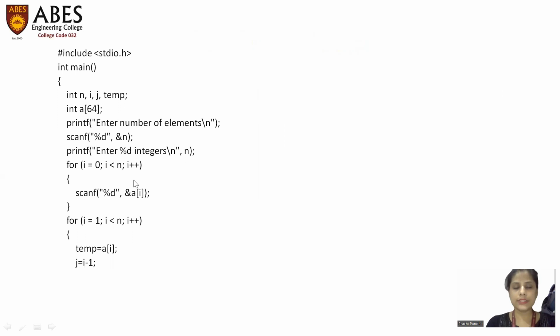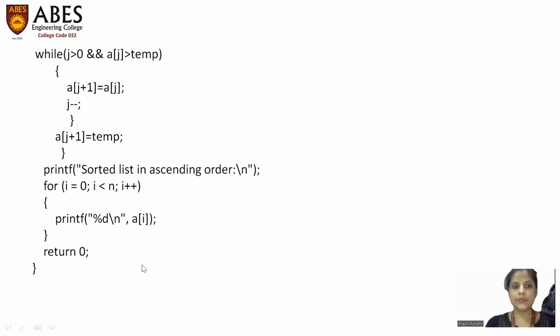This is the general procedure of taking input of the elements, so input of the elements takes place. Now here you can see from 1 to n, temporary contains a[i]. Here a[i] means the zeroth element, right? And j equals i minus 1, so the jth position will be one less than i.